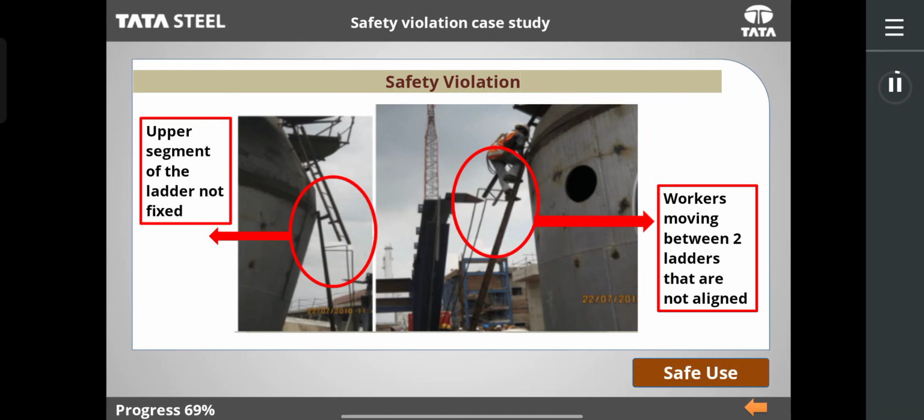We can see here that the worker is moving from one ladder to another. The ladders are not properly aligned. Moreover, the upper segment of the ladder is not properly fixed at 5-meter height. It is unstable. The consequence of this could be a fall.